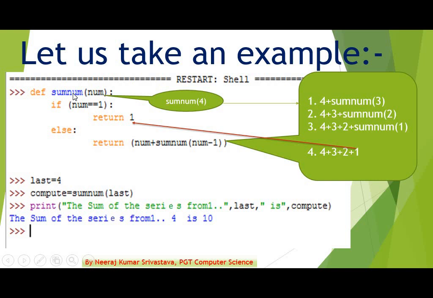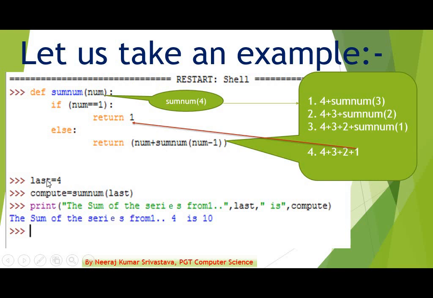Let us take an example. Sum number: this function sums the natural numbers. Number is an argument. If number is equal to 1, then it returns 1. This is the base condition. Else it returns number plus sum number of num minus 1, that is a recursion calling itself.